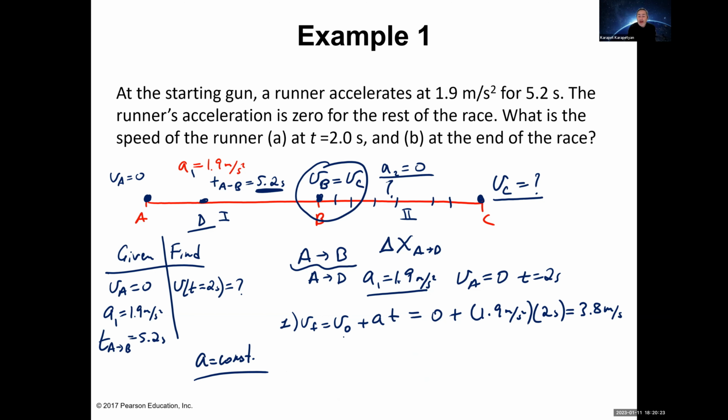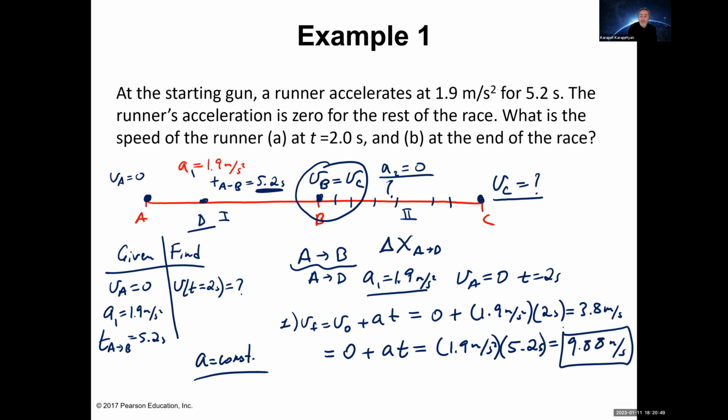All I have to do is go back, same equation, and do the same thing: 0 plus acceleration times time, but this time acceleration happens for 5.2 seconds. So this will give me the higher speed because I accelerate for 5.2 seconds. So 1.9 times 5.2. That's it. So it's 9.88 meters per second.